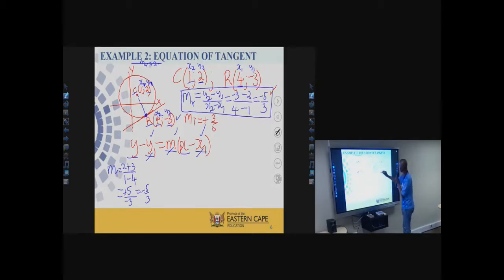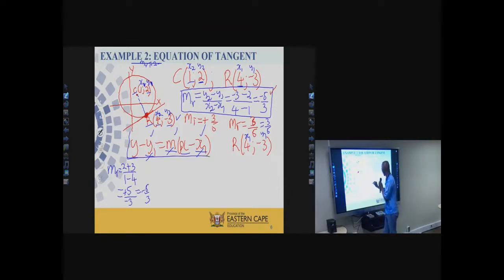So you know the gradient of a tangent is equal to 3 divided by 5. And you know the point on the circumference. The point on the circumference is R with coordinates 4 and negative 3. Therefore, you do have it as x1 and y1, and you have the gradient, let me re-emphasize, is 3 divided by 5, so that it is clearer. Then you come back to this formula now.